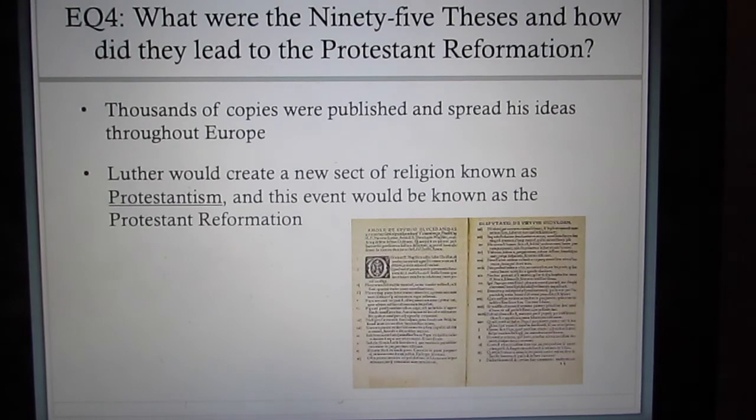Martin Luther's 95 Theses was a stunning attack on the abuses of the sale of indulgences. Thousands of copies were published, and this spread his ideas to all parts of Germany and all throughout Europe. Martin Luther will later create a new sect of religion known as Protestantism, and this event will be known as the Protestant Reformation.